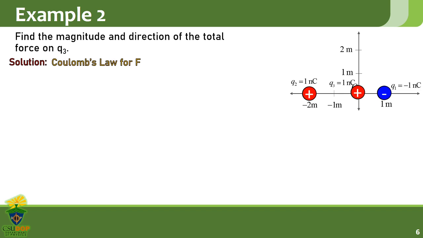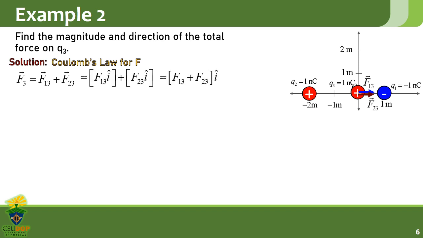The force exerted by Q1 on Q3, F13, will be directed to the right. Similarly, Q2 will push Q3 to the right. The total force on Q3 will be the superposition of these 2 forces. Since the 2 forces have the same direction, the total force magnitude will be the sum of the component magnitudes.